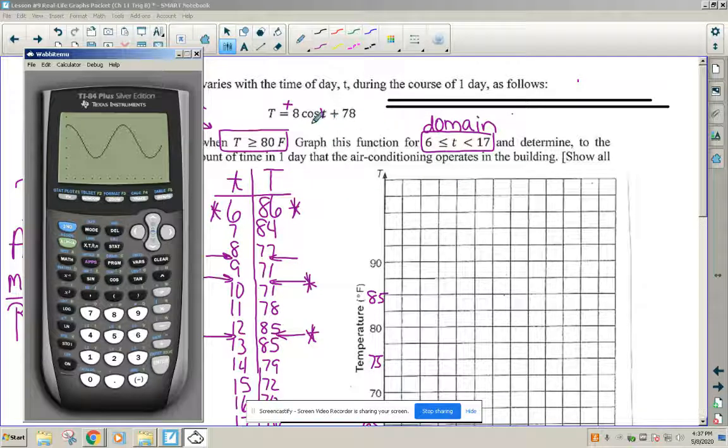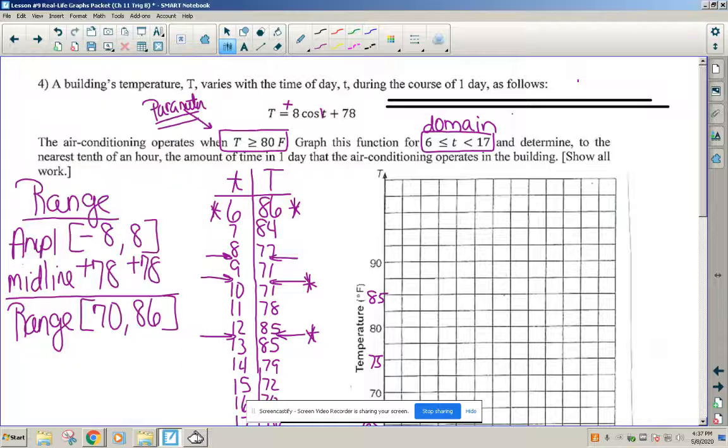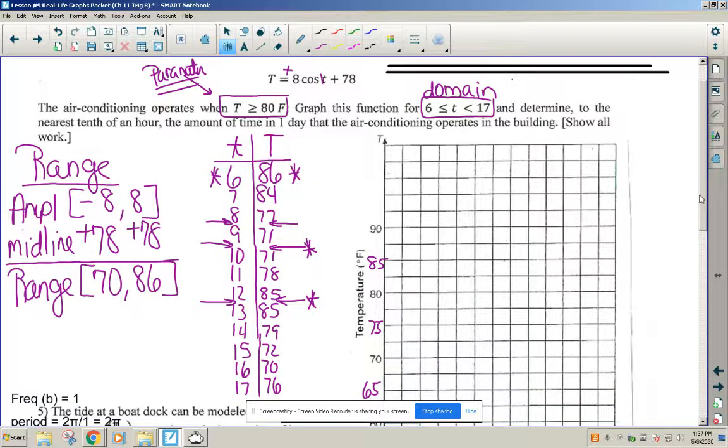Now again, because we're talking about hours of the day, we're going to use our table to help us out. So at hour 6, this rounds to 86. Notice I rounded on my table. And that goes with my range. My highest point on my range was 86.